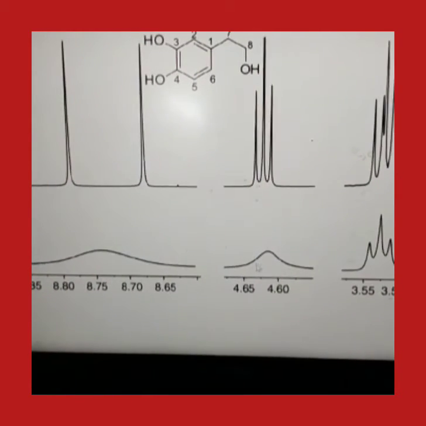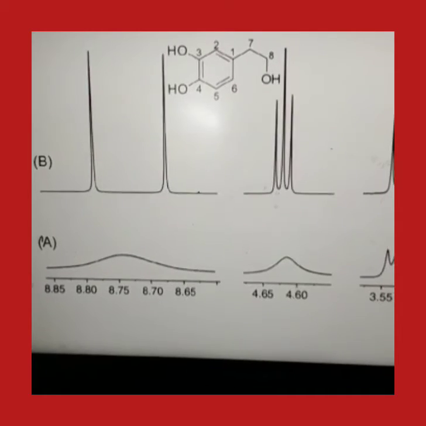Similarly, if you see this aromatic moiety, one hydrogen is here, and because there is no neighboring hydrogen, this will appear as a singlet. For this a triplet, for this a doublet. So one triplet, one singlet and one doublet appear. In this one, it appears as one singlet. So one singlet, one doublet and one triplet will appear in the aromatic region.